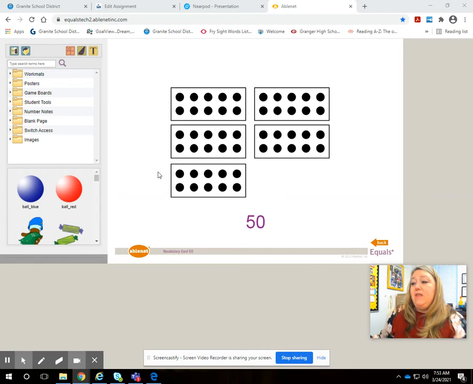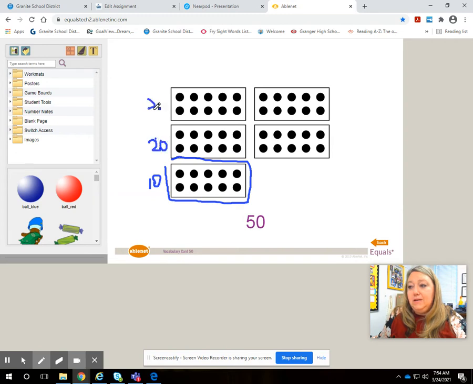Okay, so we have the number 50 up here on our screen as well. As you can see, we have some 10 frames. So each one of these is worth 10. And when we count by tens, 10, 20, 30, 40, 50. You can see that we have 50 here, and they're organized into these 10 frames. Those are sets of 10.